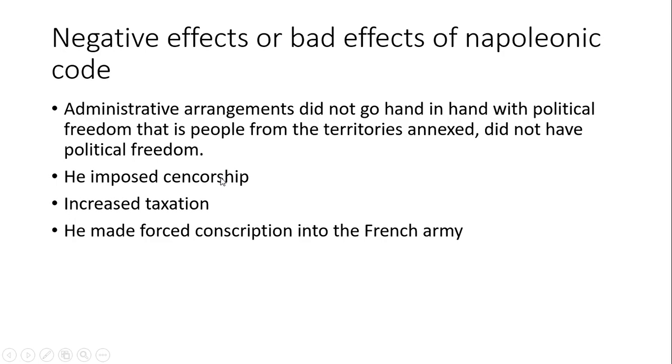He imposed censorship. Here censorship is nothing but not being allowed to write anything against the ruler. You are not supposed to write anything wrong against the ruler. He again increased taxation. As he was a trader and a person who loved conquering, he increased taxation. He made forced conscription in the French army. Those who were not French people, that is the Dutch, Holland, Belgium people, Napoleon forced them to join the army.